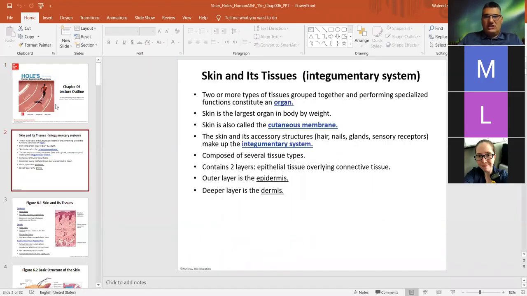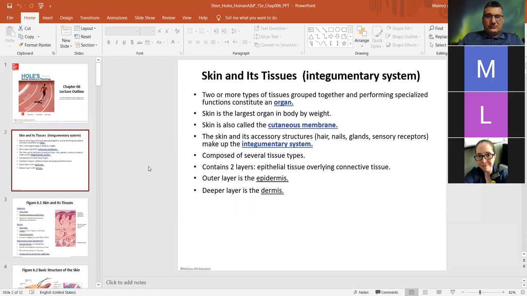So this chapter 6 is about the integumentary system. We talked a little bit about integument, and integument means the covering. The integumentary system is a covering system, which is the skin and the skin appendages. If you ask yourself, this is my skin, what are the appendages to the skin? The hair is appended to the skin. The nails are appended to the skin. Sweat glands open to the skin. So we call those the skin appendages, or the accessory structures, like hair, nails, glands, and sensory receptors. We call all of that together the integumentary system.